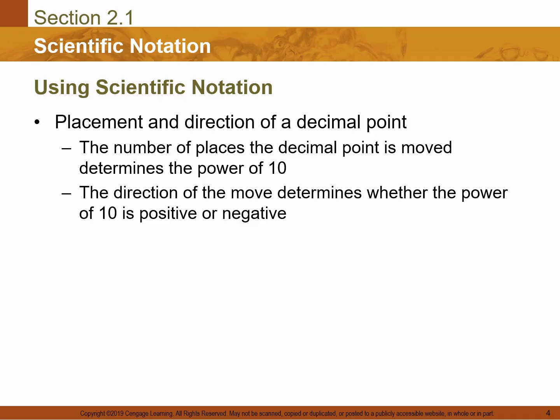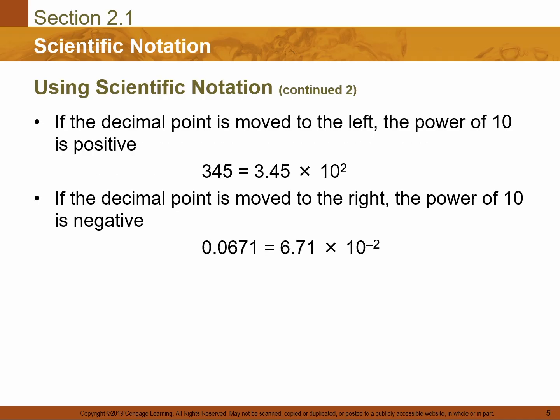Here are the two common cases. If the decimal moves to the left, as in 345 becoming 3.45 times 10 to the second, the exponent is positive. If the decimal moves to the right, as in 0.0671 becoming 6.71 times 10 to the negative second, the exponent is negative. A useful reasonableness check is to ask whether the original number was larger or smaller than 1. Large numbers generally need positive powers of 10, while numbers between 0 and 1 generally need negative powers.